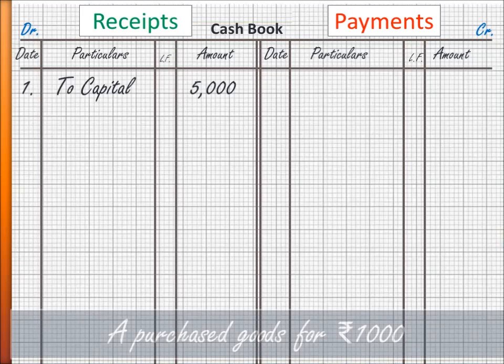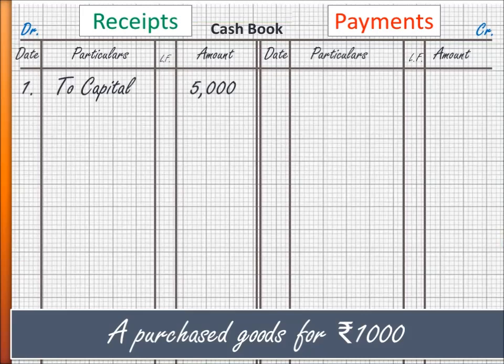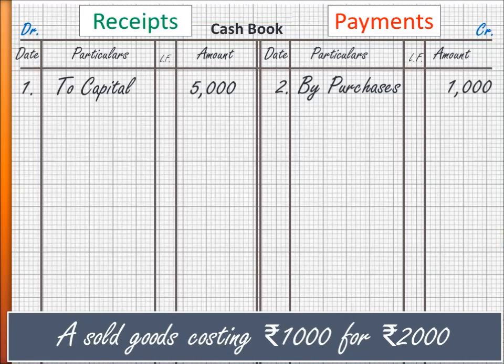Then purchases rupees 1,000. These are the cash purchases, cash transaction. It's a payment. Come on the payment side. By purchases rupees 1,000. Then sales rupees 2,000. It's a cash transaction. If it's a cash transaction, it's a receipt. So come on the receipt side. To sales rupees 2,000. So in this question, you will see that we didn't need any other subsidiary books. We needed only one book, and that was cash book.